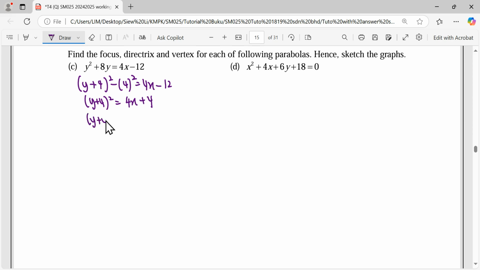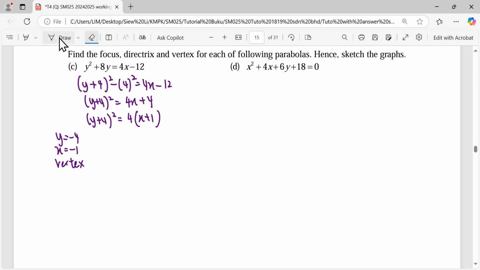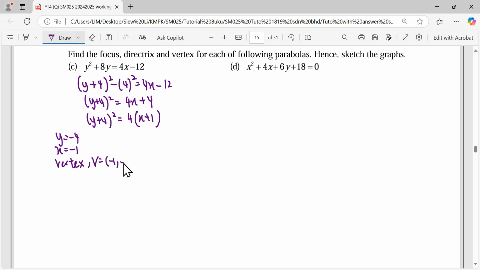Now we move on to the right hand side to make sure the coefficient of x here is factorized completely. The coefficient of x here is 4. 4 needs to be factorized out to become the position of 4p. So when you factorize out 4, we have 1. Reading from here, we have y is negative 4 and x is negative 1, which means that our vertex V is negative 1, negative 4. And for the value p, 4p equals 4, so p equals 1.